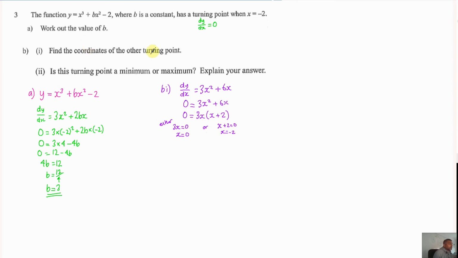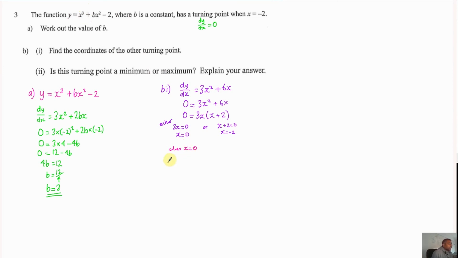We need to find the coordinates of the other turning point. So when x is 0, what's y going to be? Because we're finding the y coordinate, again, students sometimes get mixed up. Should I substitute into this? This is the gradient. This isn't going to tell us our y coordinate. It's not part of it. Whereas this original equation will tell us what y is.